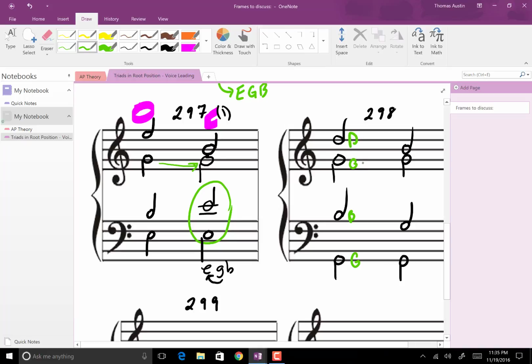Okay, so there's a root, check. Root is doubled. There's the 3rd, and there's the 5th. In the 2nd chord, we've got the root, we've got a root, we've got another root, and we've got the 3rd. So the problem with this 2nd chord is that there is no 5th.